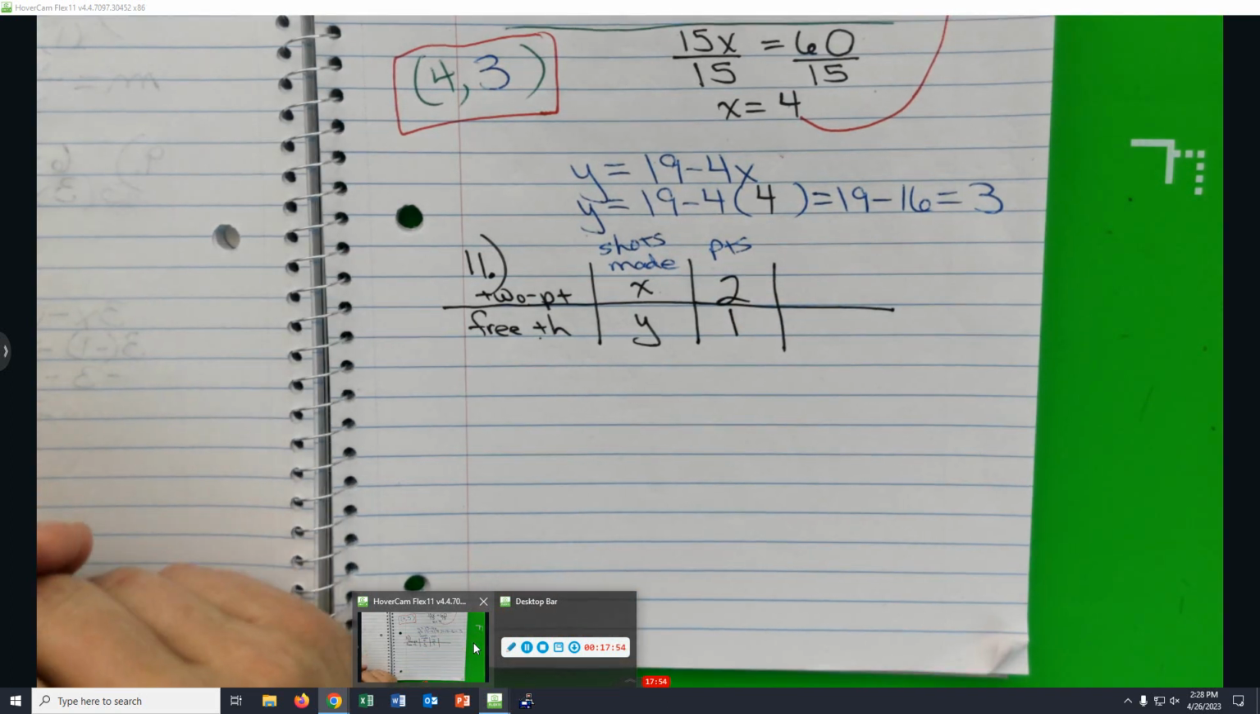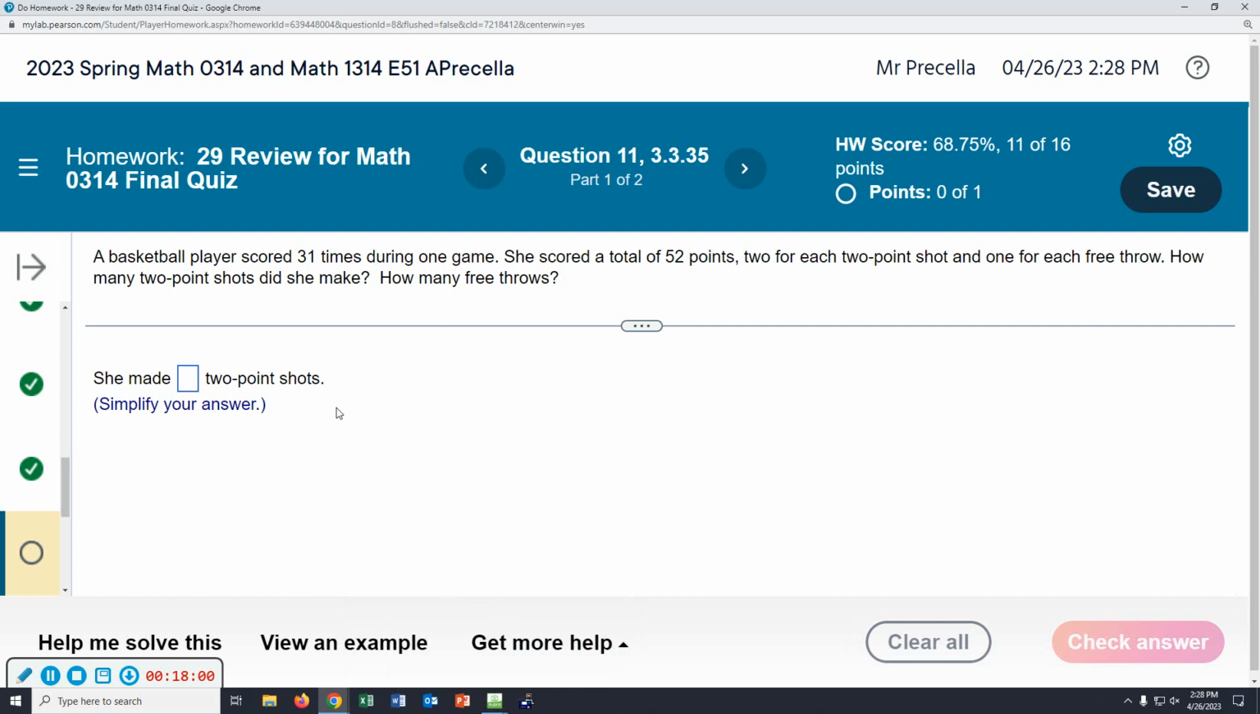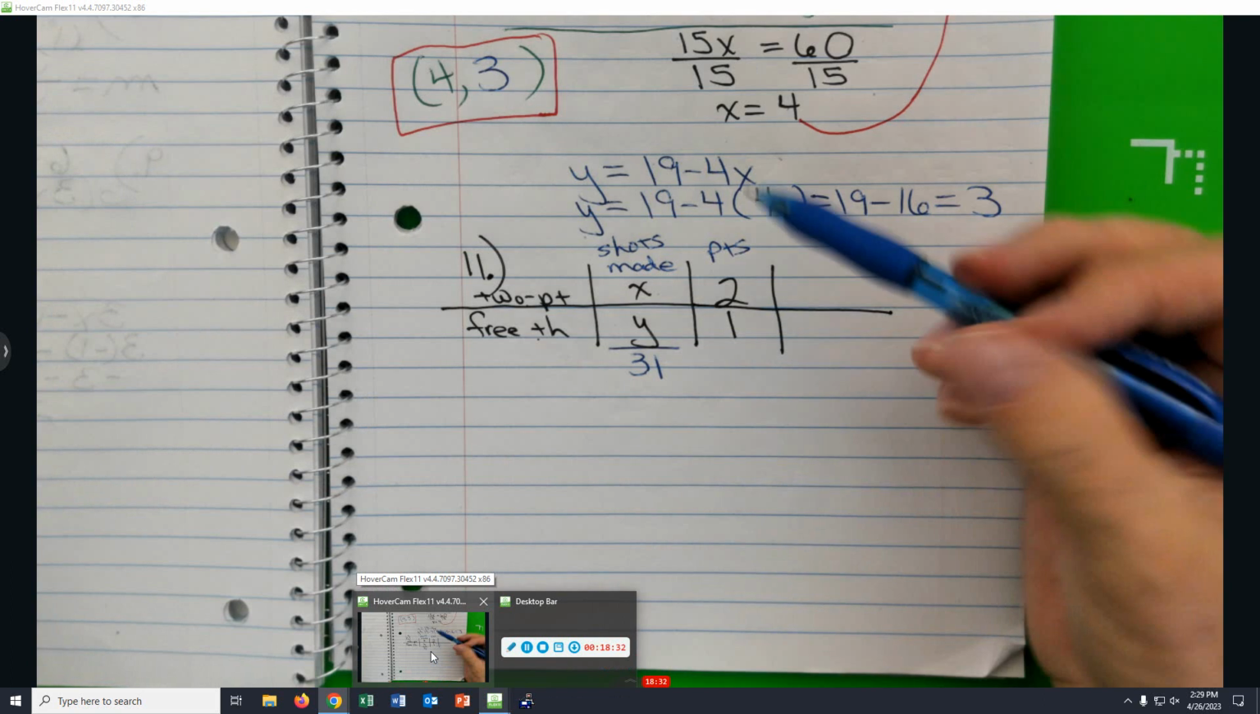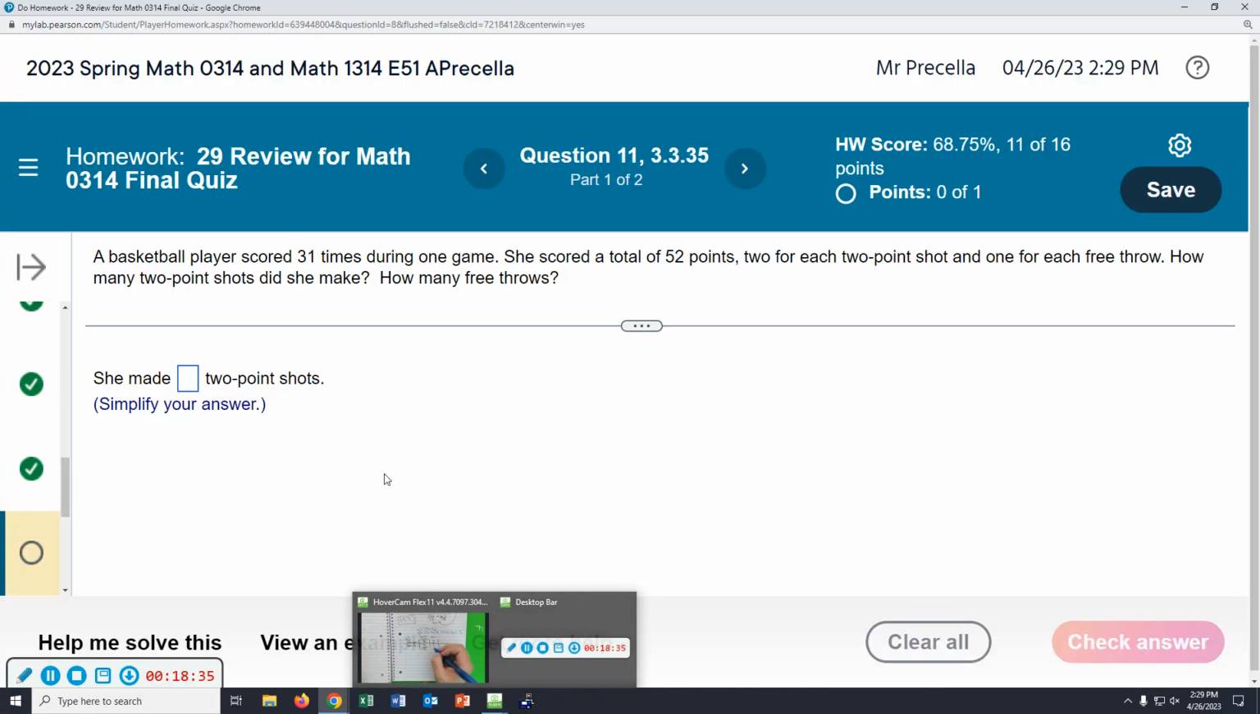I feel like we did something very similar on Monday. Yeah, go back to the problem, because we still need more information to fill in this table. We need some totals here somewhere. So 52, X, Y, and then 31 under that. She scored 31 times. So if we total the number of free throws and the number of 2-point shots, that'd better total up to the 31 times she scored. If we total all the points, yes.